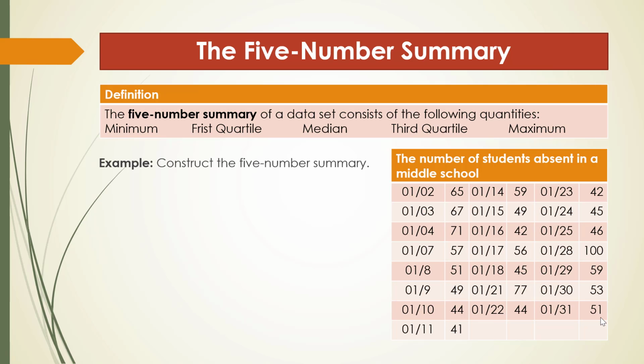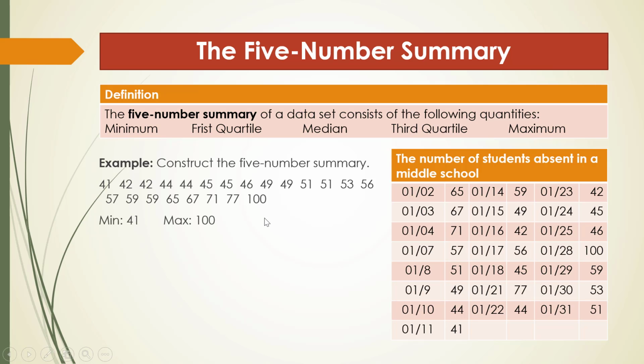To find the first quartile, median, and third quartile, we need to rearrange the dataset in increasing order. So first step, just rearrange the dataset. Here we see that the minimum is 41, the maximum is 100. And the first quartile here is 45, the median is 51, and the third quartile is 59.